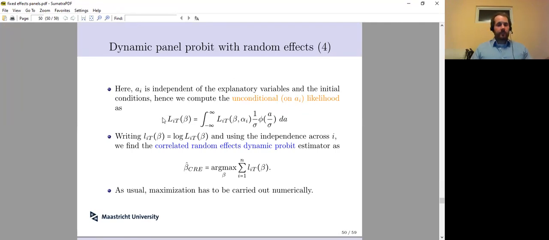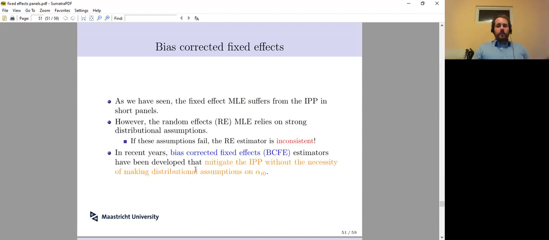And once we do that, we get this likelihood on the left-hand side, which does not depend on alpha, A, or whatsoever. So therefore, we can apply vanilla maximum likelihood theory, take the log and maximize, and this gives us the correlated random effects estimator. Okay, and if all of our assumptions that we made are actually true, then this thing will be consistent if n goes to infinity and t is fixed. Perfect.